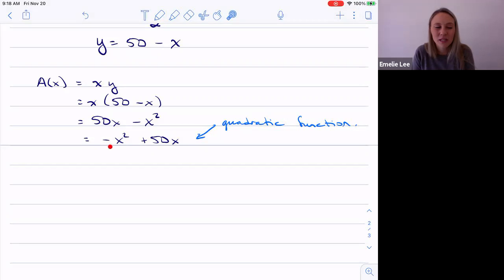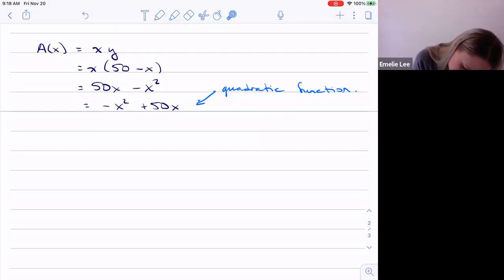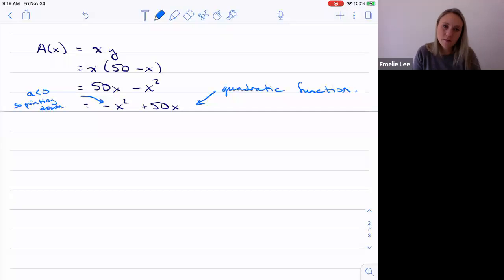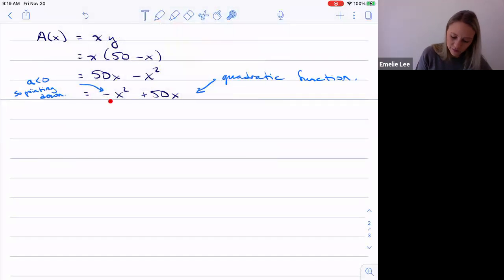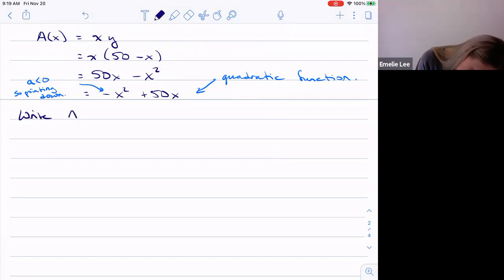Notice the negative. If a is the coefficient of x squared, then a must be -1, so a is less than 0, so it's pointing down, which means the vertex is going to be a maximum. So we can write a of x in standard form by completing the square.